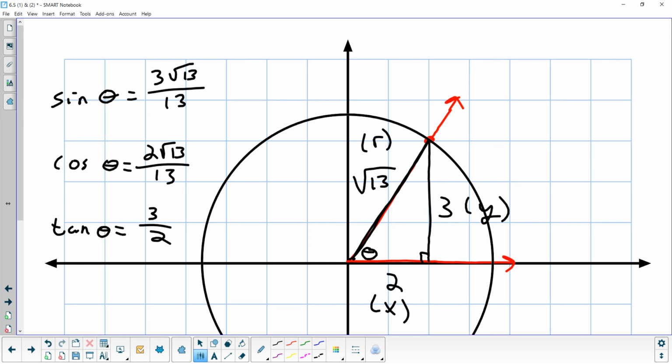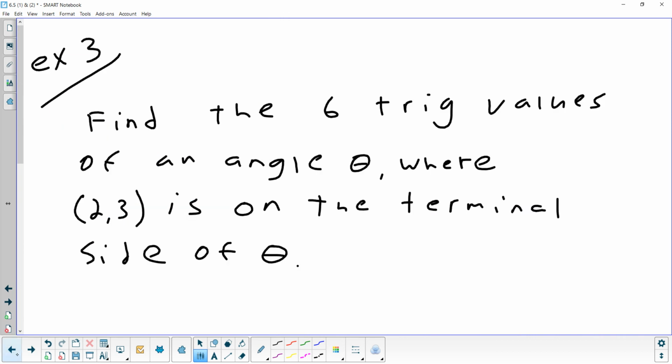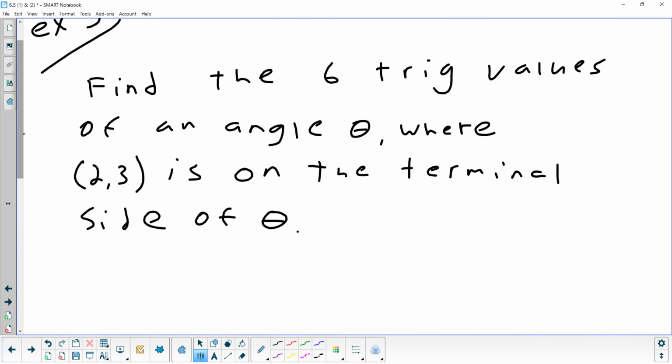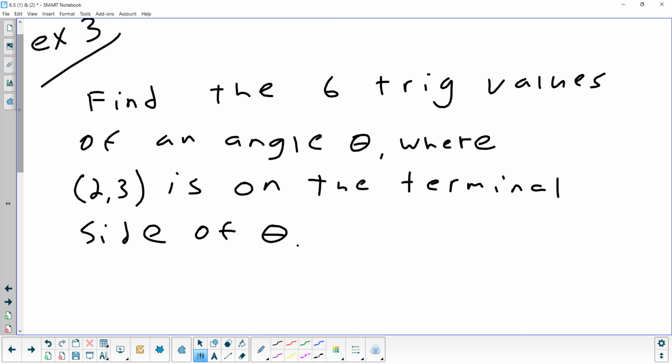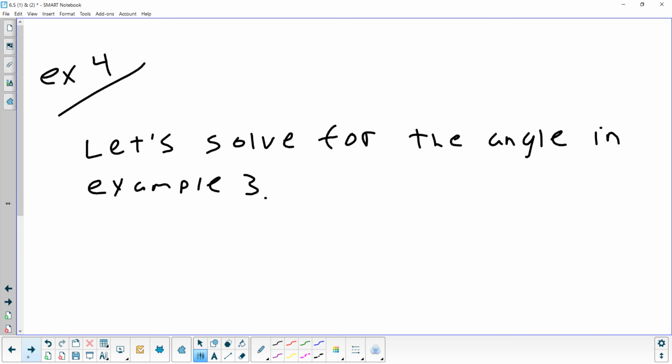And then what would you do with these 3 to get the other 3? Yep, find the reciprocal. So any questions on how you would find the cosecant, the secant, or the cotangent? All right, so it's just a little different way of wording the question, but the steps behind it are exactly the same. We got that.